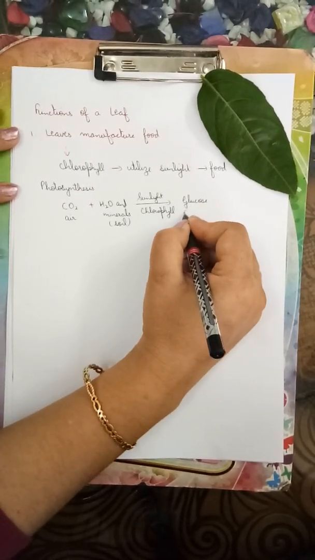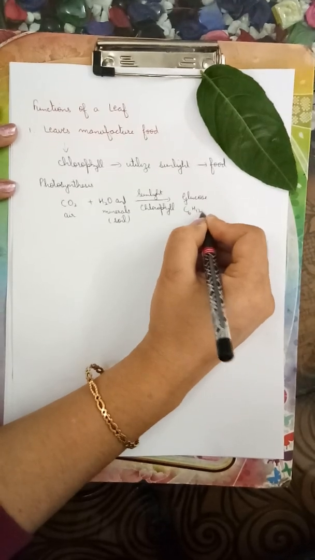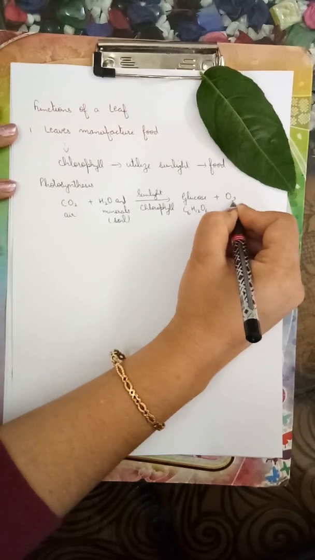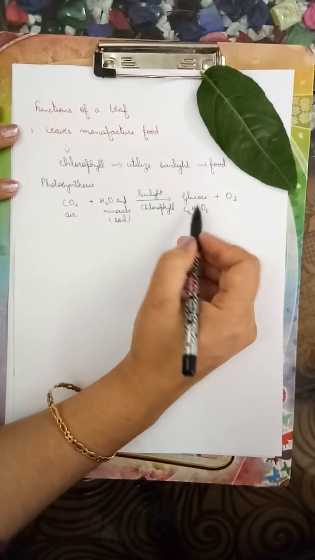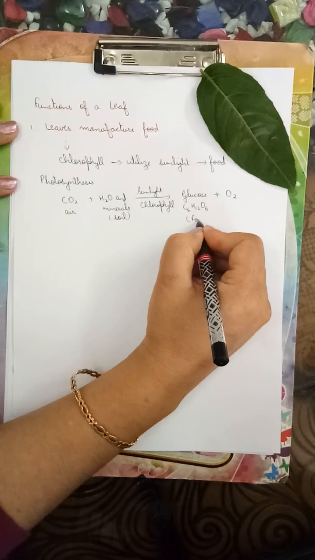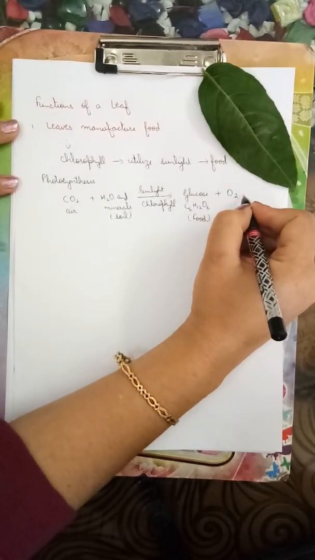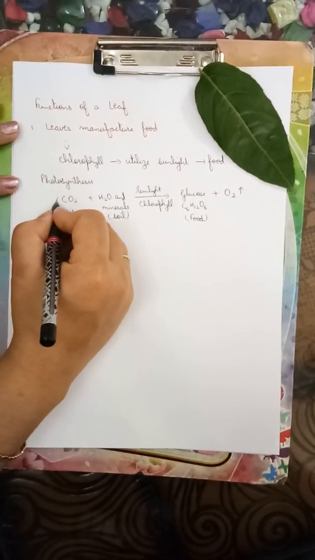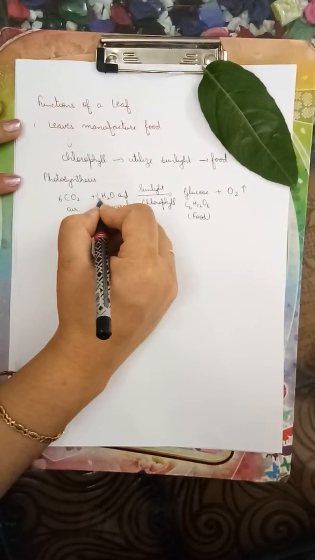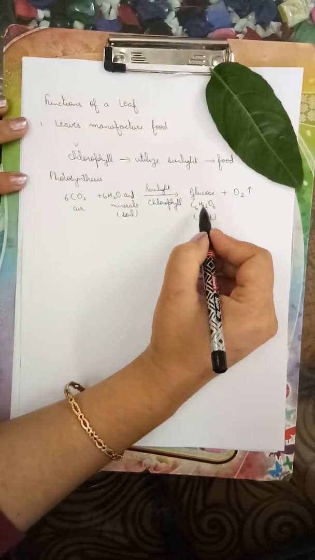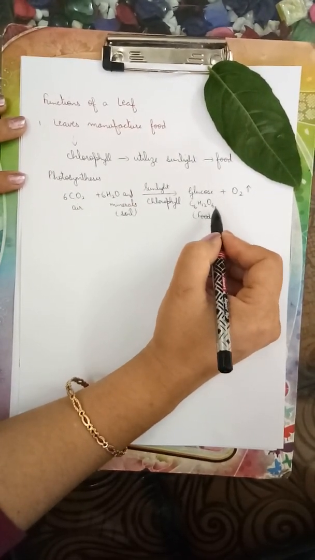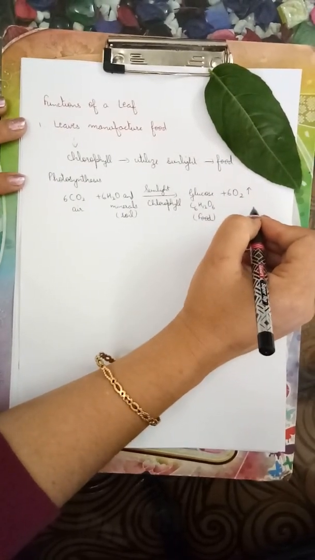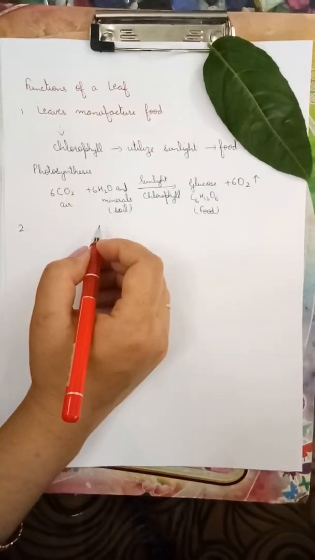The chemical formula of glucose is C6H12O6, and during this process of photosynthesis, oxygen is also produced. This glucose is stored as food in the plant, and this oxygen is released into the atmosphere. If we balance the equation, 6 molecules of carbon dioxide and 6 molecules of water together produce 1 molecule of C6H12O6, that is glucose, and 6 molecules of oxygen which are released into the atmosphere.